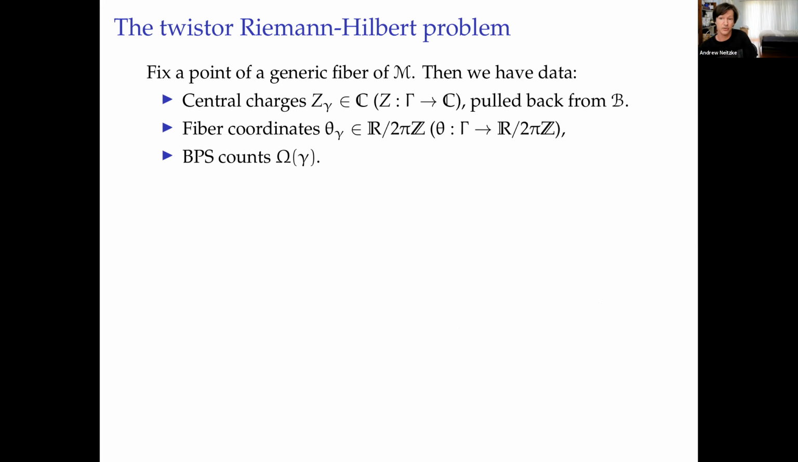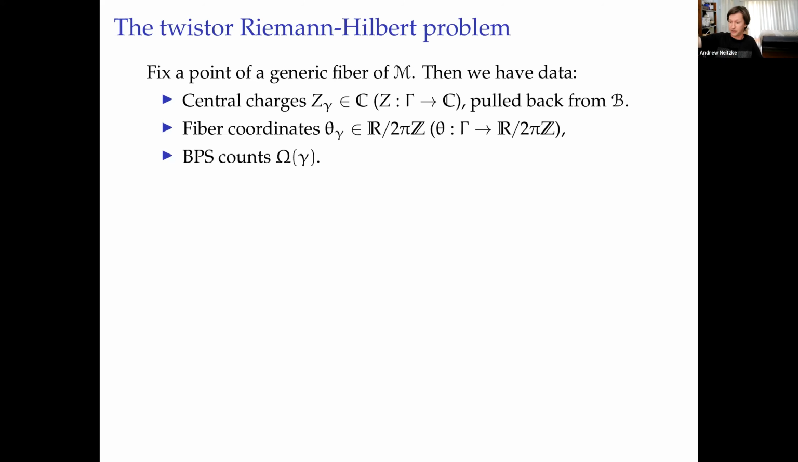Then what's the data that we have? So we have these central charge functions Z gamma. We could evaluate them at the particular point that we're at, actually project the point down to B and then evaluate those functions. Okay, so we have a bunch of complex numbers. Then our point is a point of the fiber of this, a point of one of these torus fibers.